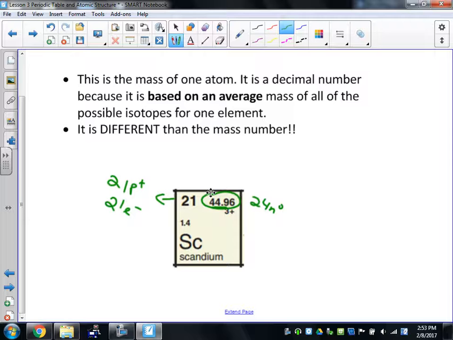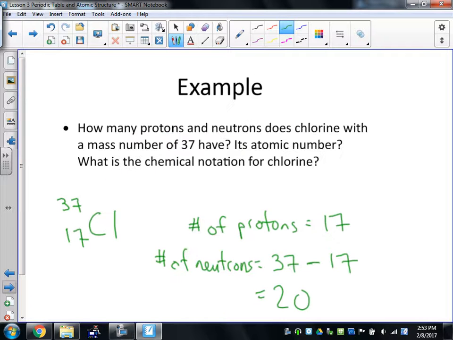It's based on an average mass of all the possible isotopes for that element. So on average, we'd expect scandium to weigh 44.96. Not one of them does that. There's none that weigh 44.96 exactly. Some weigh 44, some weigh 45, whatever. But if you average all those together with the abundance, then you get this number here. And that's basically what they're saying.